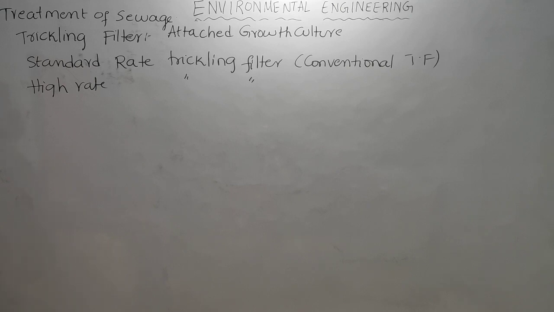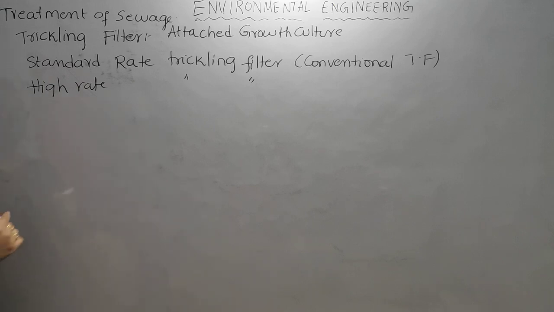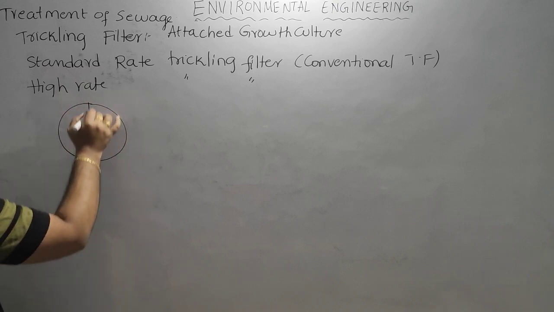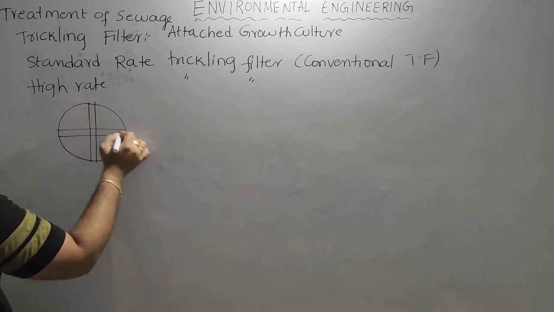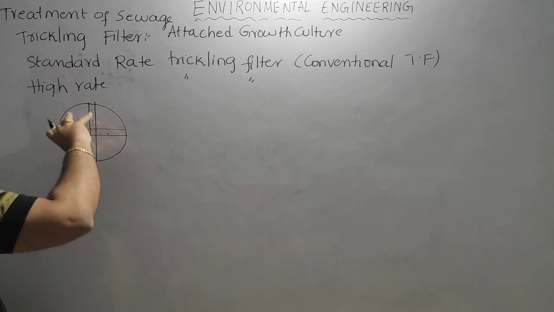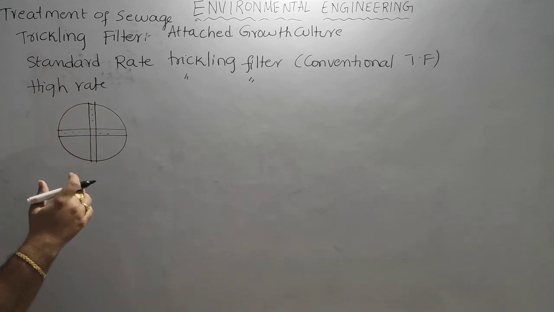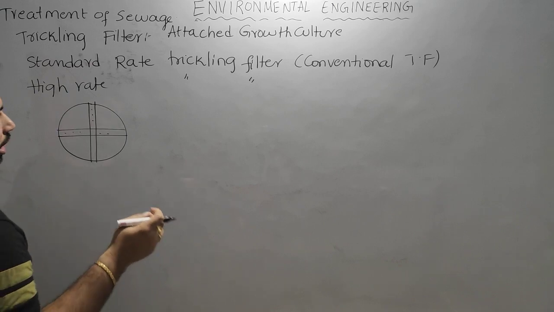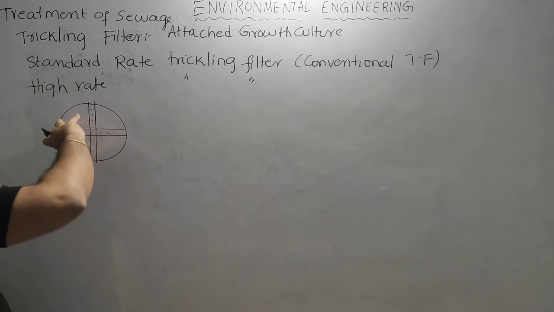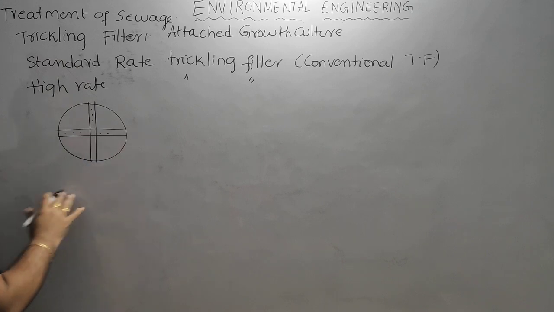Now here in the standard rate trickling filter, generally it looks like this. The trickling filter will have a rotary biological arm. If you look at the top plan, there will be the biological arm having nozzles. It will rotate when sewage enters into this arm. When the head of the sewage is at least 5 meter, then the sewage will enter into this arm. This arm will rotate on the surface of the filter bed.